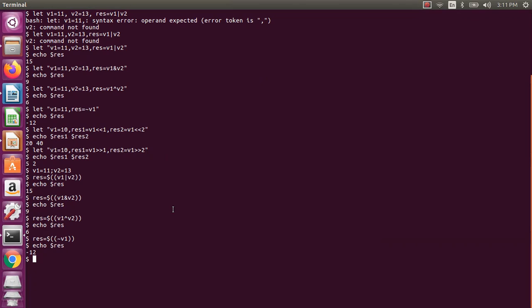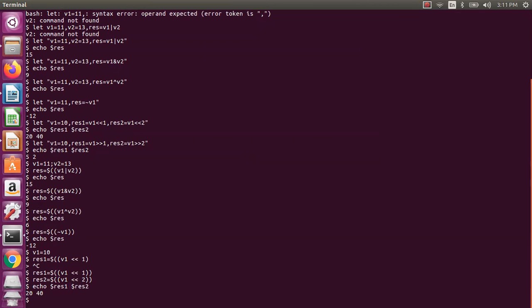Now we will check the left shift and right shift. So let us make v1 is 10, okay, and then result 1 equal to v1 left shift 1. Okay, so result 2 is v1 left shift 2. Then we can say echo result 1 and then result 2. So you can see here 20 40.